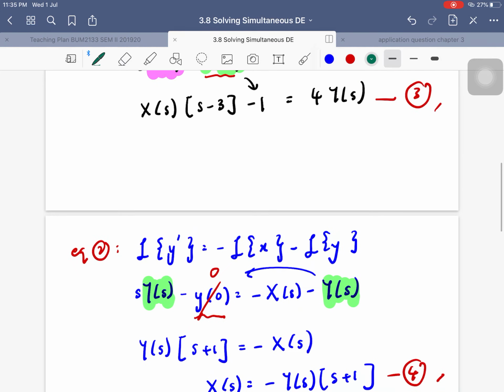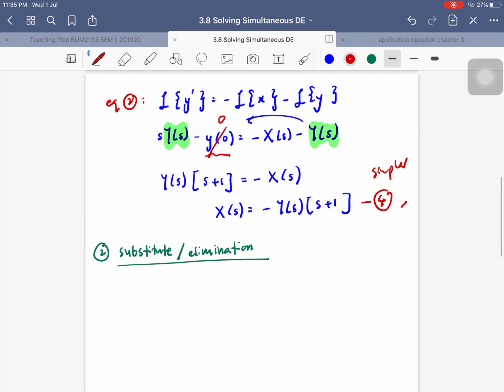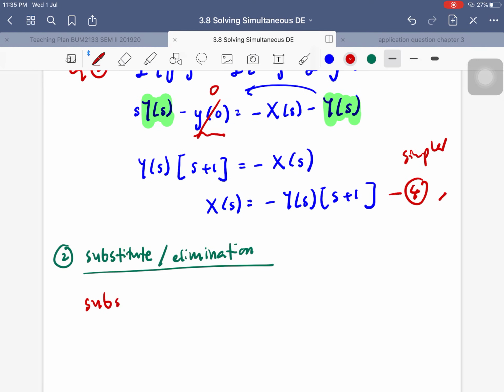Remember the rule for when we use substitution is that we substitute a simpler equation into a more complicated one. No matter how you look at this, number 4 is definitely going to be the simpler one, and this is definitely going to be a little bit more complicated. So that is why I'm going to substitute 4 into 3.